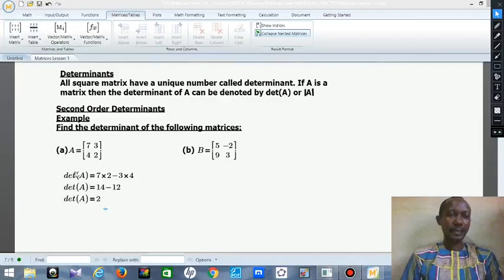Find the determinant of this matrix A, a 2 by 2 matrix. All you need to do is cross multiply like this. 7 times 2, you write it down, minus, this place must be minus, not plus, take note, 3 times 4. 7 times 2 minus 3 times 4, just cross multiply, and that is all. Then solve it gently, solve it well, and you will get the answer. So that is the same thing we are going to do to this matrix.